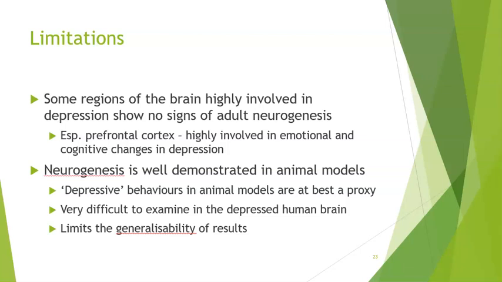Now, neurogenesis is well demonstrated in animal models. But depressive behaviors in an animal model are at best a proxy, because again, we can't ask them how they're feeling, that kind of thing. So it's very difficult to always model a behavior in an animal. It's also very difficult to examine a depressed human brain. You can't just take it out and look at it. You have to do fMRIs and that kind of thing.